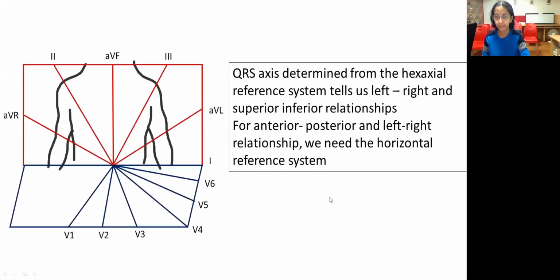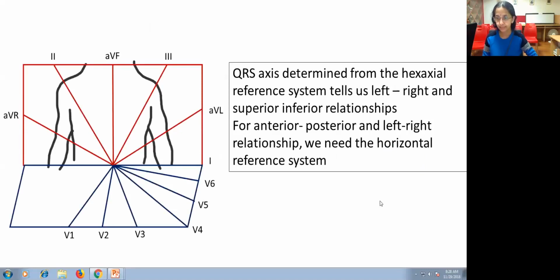I hope whatever we did so far is okay. Any doubts, please ask me. We are going to a little different concept from the next slide. So far, whatever we understood was the hexaxial system, that means the frontal plane system. Now we are going to talk a little about the horizontal reference system. Any questions from anybody? If not, we can take questions at the end and move on to the next part.